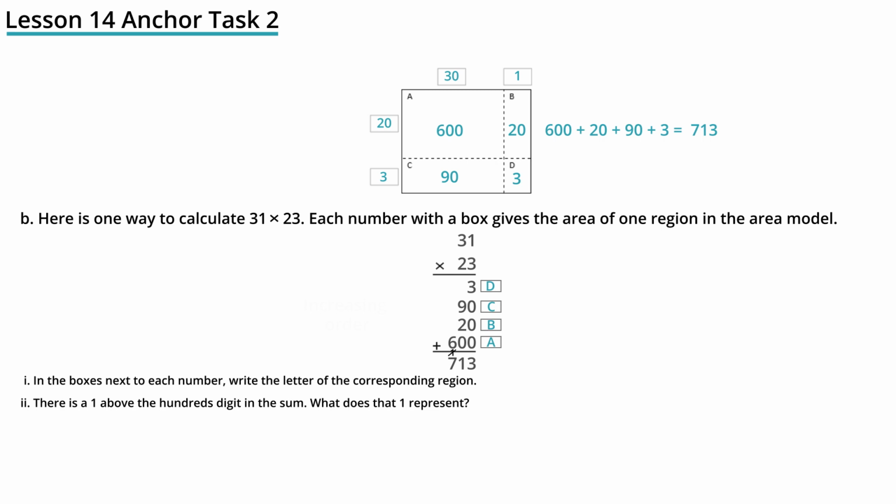Also note that this way of writing the partial products differs from the partial products in Lesson 8, Anchor Task 2, since the partial products are written in increasing order here, which will help prepare them for their introduction to the standard algorithm in the next lesson. The total product here, 713, matches the product as computed with the area model, helping students see that both methods are valid, but with different levels of efficiency.